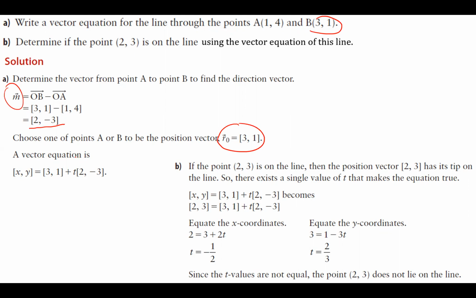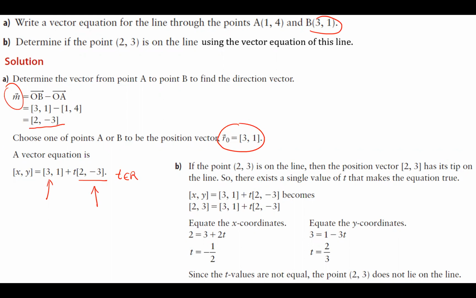So a vector equation of this line can be written as xy equals 3, 1 plus t times 2, -3. Note that 3, 1 is a known position vector of the point on this line, and 2, -3 is a direction vector of this line. t is a real number, right? Any questions? Okay, so let's have a look at question B.